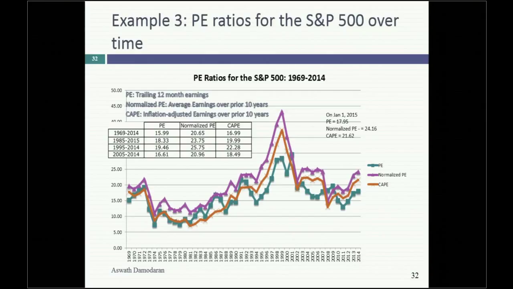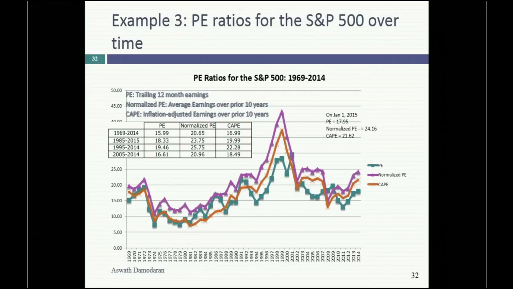So if you look at the average PEs across time, on January 1st, 2015, this is what they look like. The actual PE was about 18, the normalized PE was 24, and the inflation-adjusted normalized PE was 21.6. And those are the basis for the worries that people have right now. Are stocks overvalued? Those PE ratios look really high relative to historic norms. And I've drawn out what those norms look like depending on the slice of history you look at.